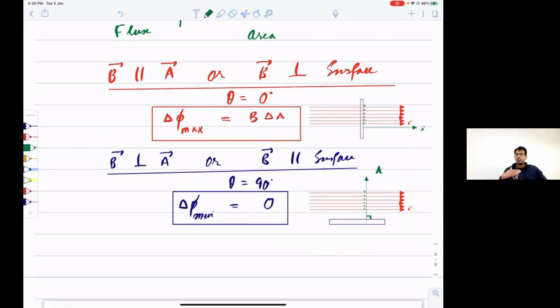So when surface and field become parallel, area and field become perpendicular. So angle is 90 degrees. So this time angle is 90 here. When this angle becomes 90 degree, what will happen? Theta becomes 90, cos 90 is 0. Flux becomes 0. And it makes sense because no line is passing through the surface. Flux means number of line of force passing through the surface. If field and surface are parallel, no flux will be passing through the surface. Is it making sense?